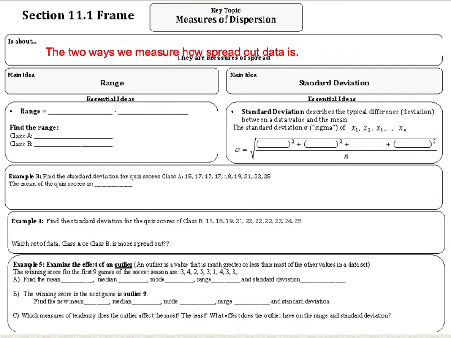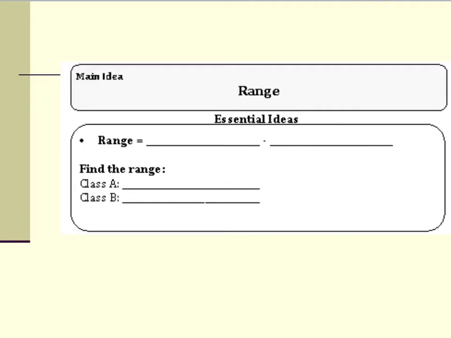The second part of 11.1 talks about measures of dispersion, and I want to talk about dispersion for a minute. The biggest part of dispersion is basically how spread out the data is, and that's huge. The question is, how is our range? And we're talking about two different things, range and standard deviation. Range we did in middle school. That should seem familiar. Standard deviation is brand new, so we're going to talk more about it. But I want to first start with range.